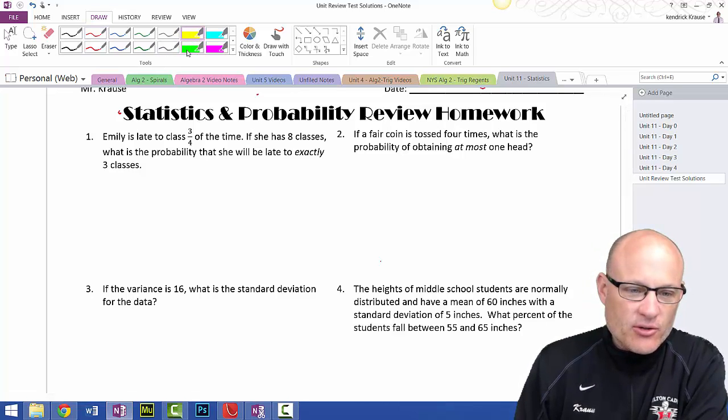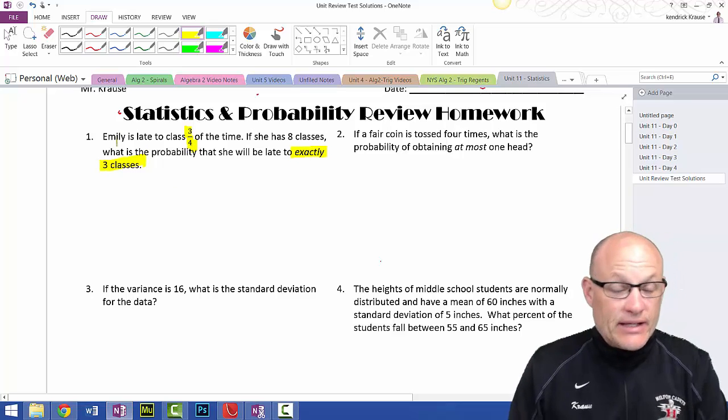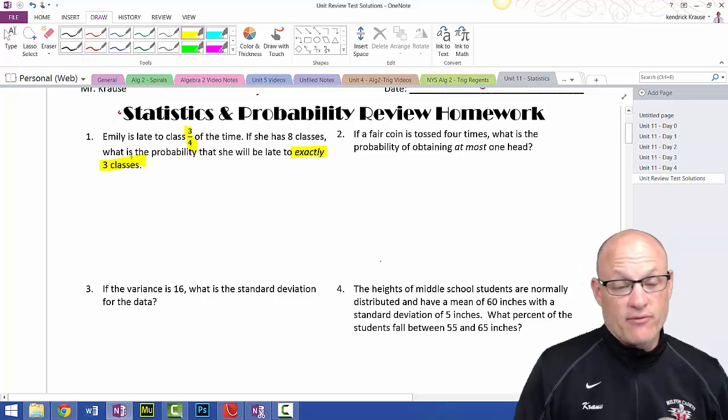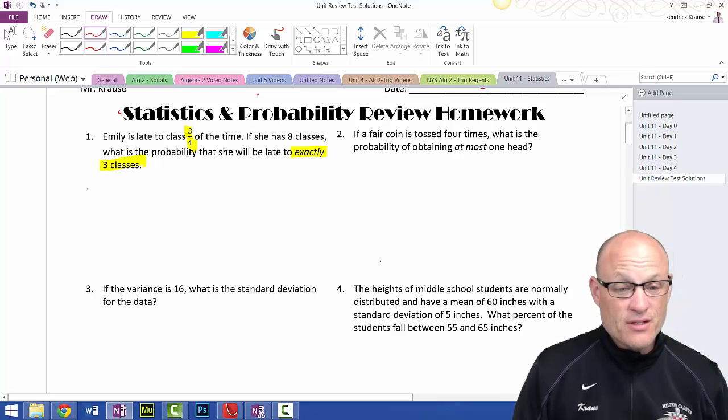Alright, let's see how we can do with this problem. Emily is late to class 3 out of 4 times. She has 8 classes. What is the probability she will be late to exactly 3 classes? Now, what I probably should have put on here is Lydia is late to class 3 out of 4 times, not Emily. That's kind of silly.